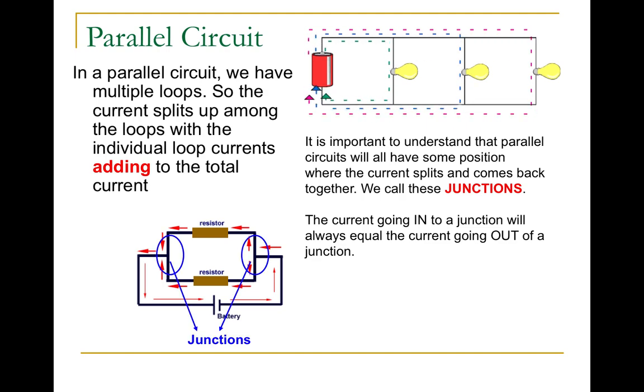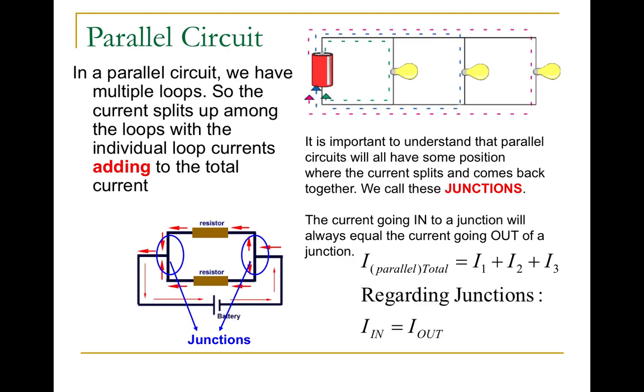Here are my junctions, right? So the junction on the right is where current is going to split, and some's going to go up, some's going to go down. The junction on the left is where current's going to meet and then travel back. Okay, so in a parallel circuit, the total current coming from the battery is equal to the sum of the current going through each branch. And then regarding junctions, current coming into a junction has to equal current coming out of a junction.